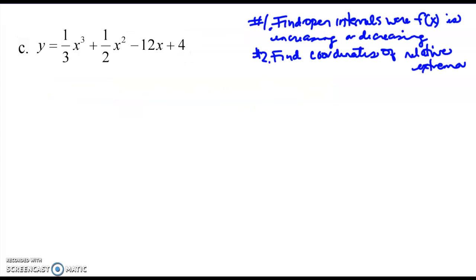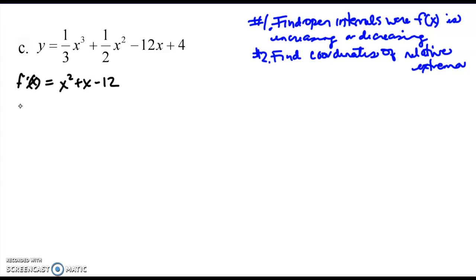Okay, let's move to C. All right, this one is a little bit harder to picture in our minds, right? To see where it's increasing or decreasing, and see where our tangent line would be horizontal, where those critical points are. So this is a good one to do. Let's find the derivative and analyze it to find the critical points. Okay, the derivative here is x squared plus x minus 12. You can pause it and work through that if you want. You're good at finding derivatives by now.